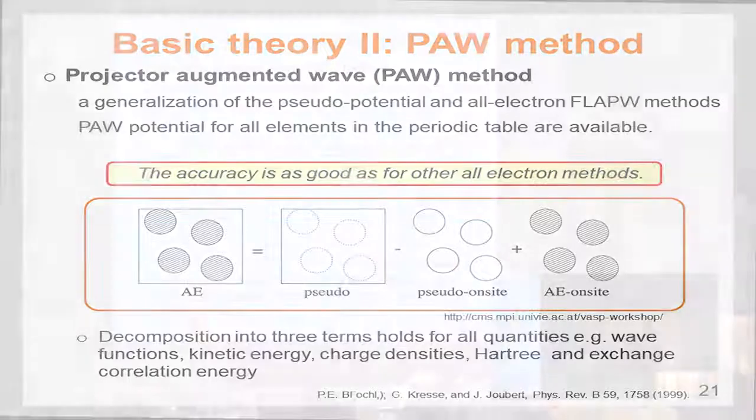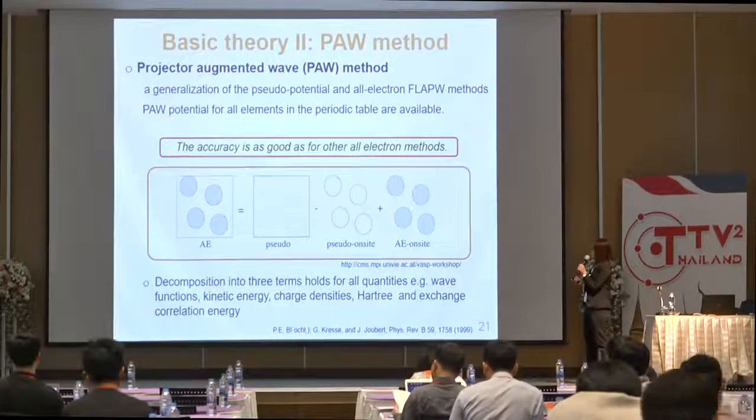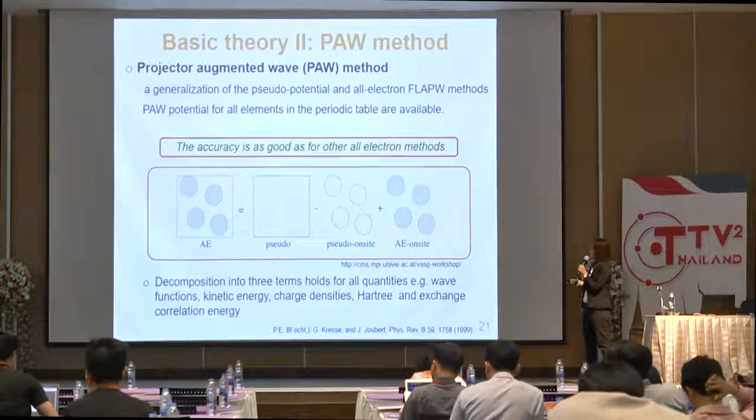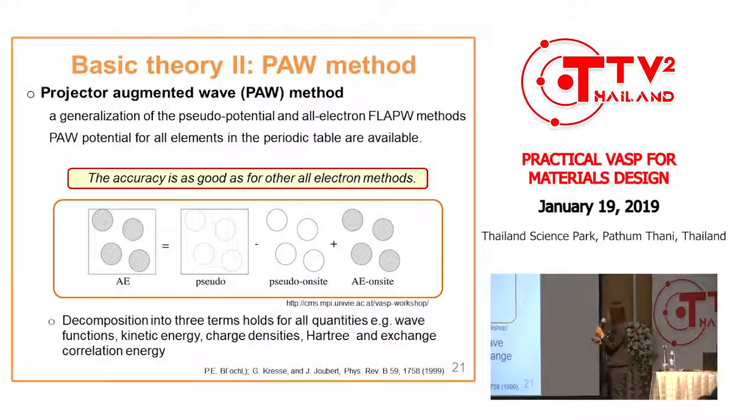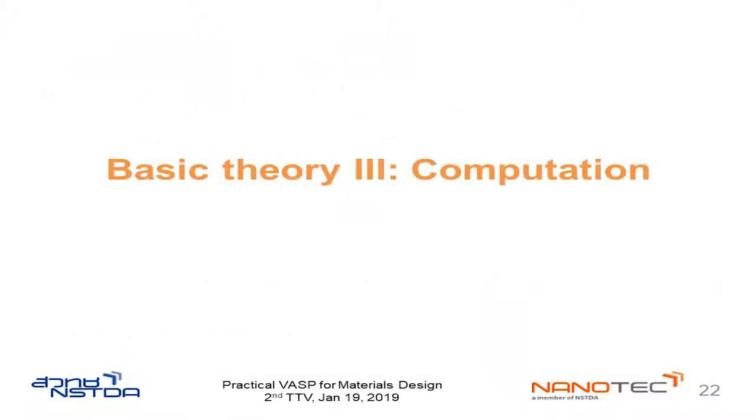this method uses the pseudo calculation and replaces the all electron on site by removing this pseudo on site, but we treat the all electron on site. And this one is claimed to be as good as the all electron methods, and it is a well-known method now. These are the keywords that you need to know before doing VASP about its computation.